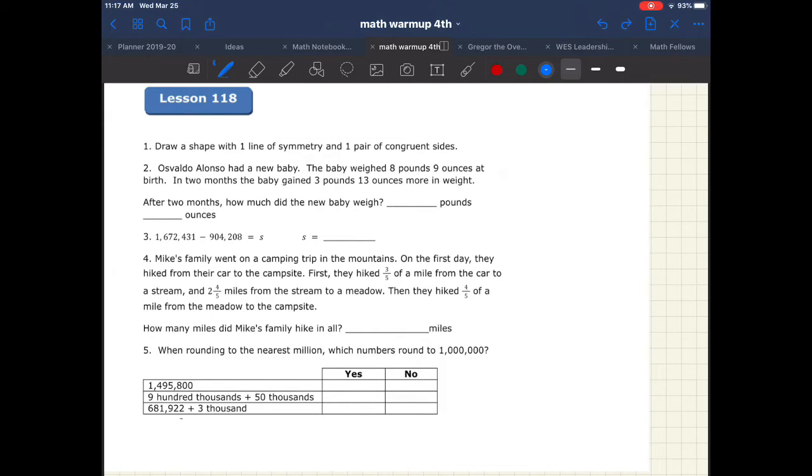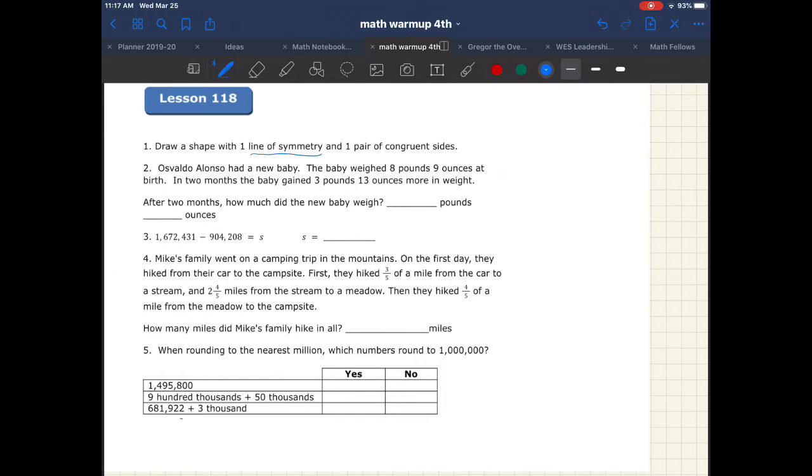Hello, here we go for lesson 118 on those blue half sheets. Just a reminder, you should be doing these sheets on your own first and then coming here to check them. So, number 1, draw a shape with one line of symmetry and one pair of congruent sides.